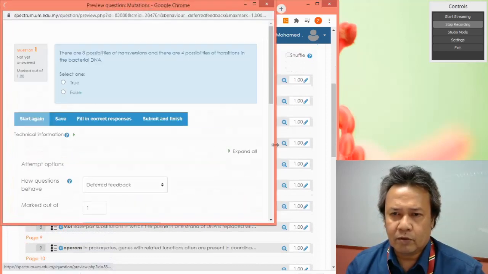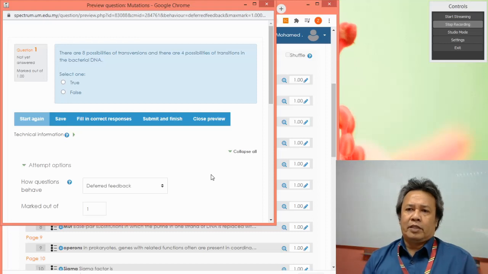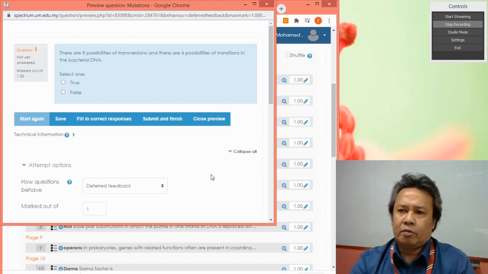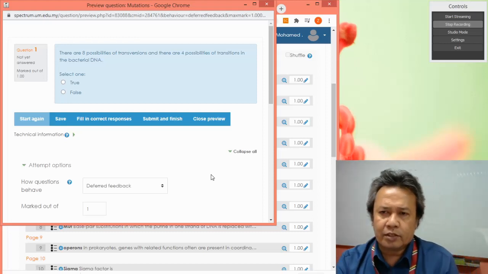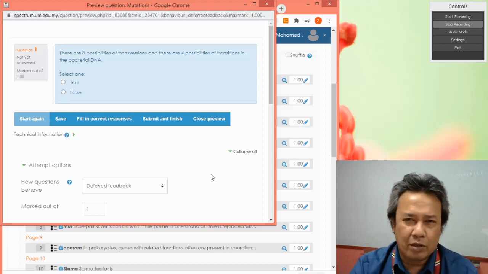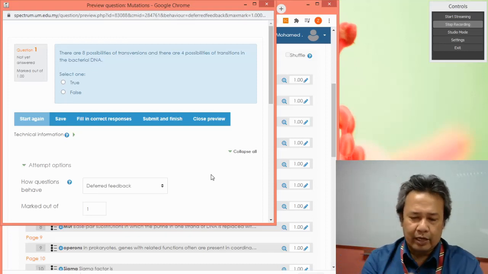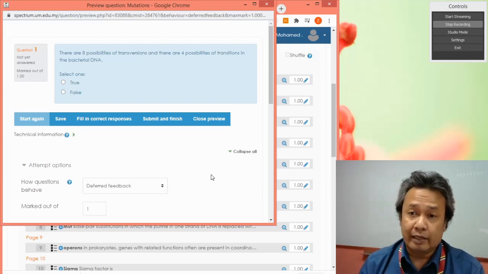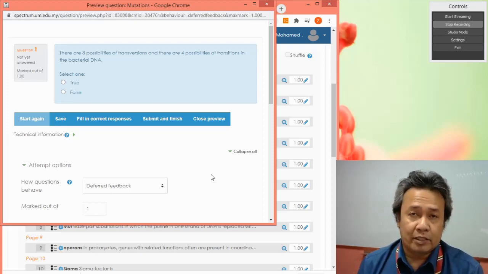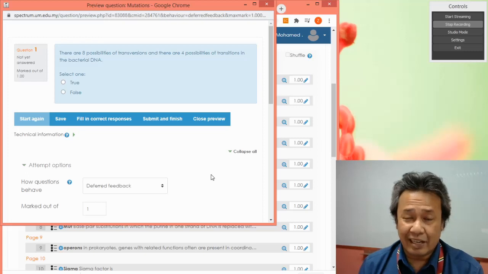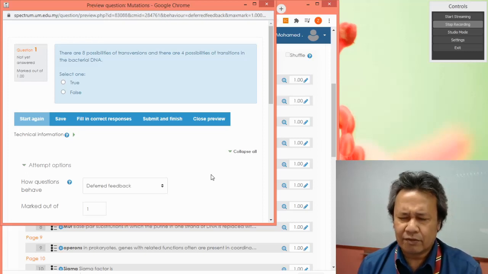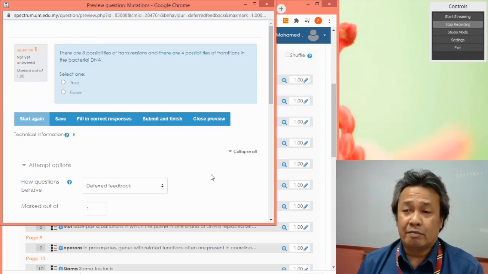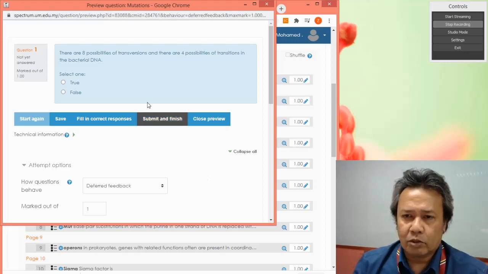attenuation. So number 4. There are 8 possibilities of transversions and there are 4 possibilities of transitions. You may want to draw this. You draw A, T, G, C, and you can calculate. It's actually the other way. Oh well, yeah, this is correct. There are only 4 possibilities of transitions, and there are 8 possibilities of transversions. Yeah, I will stop at that. So that's true.